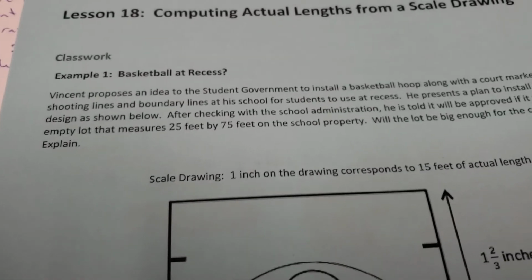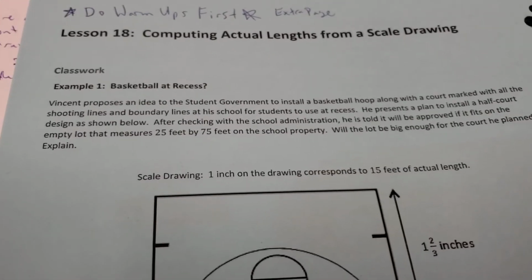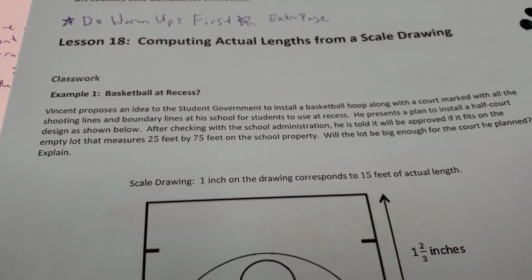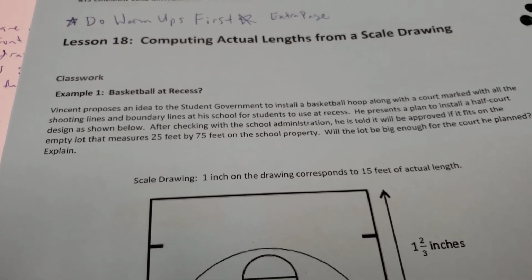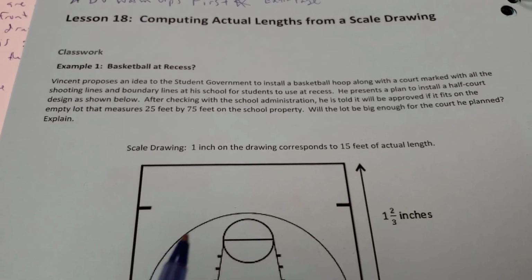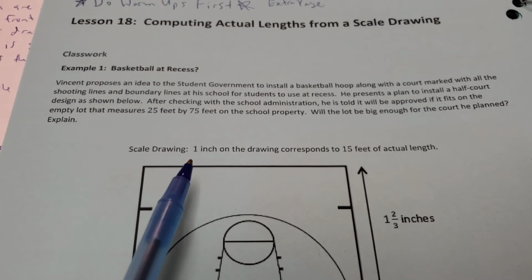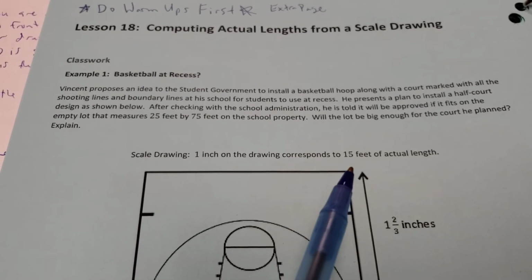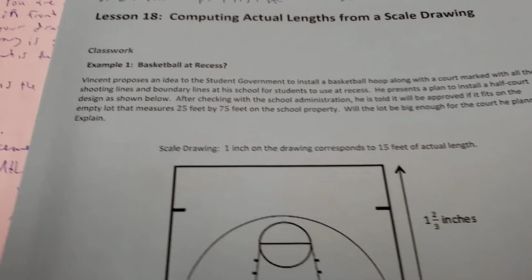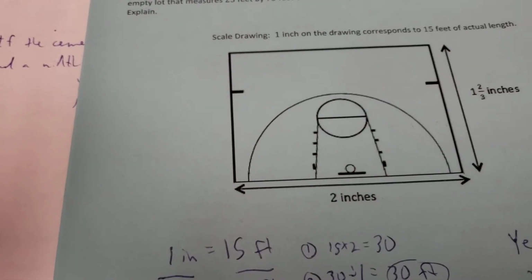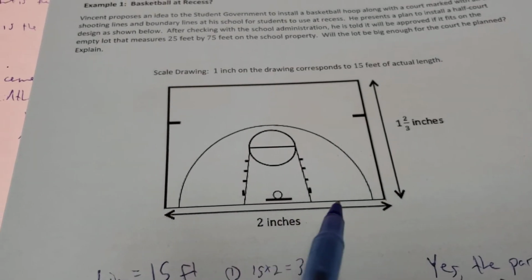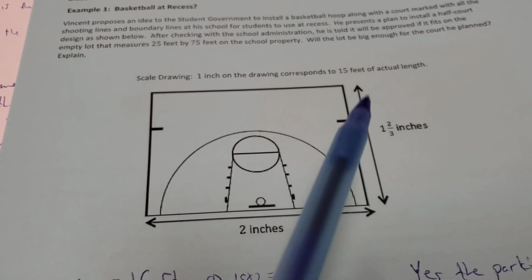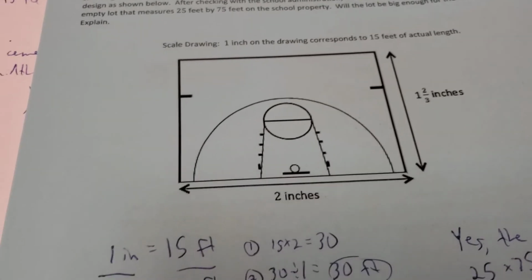Okay. Now, example 1, you can kind of read the problem here, but it boils down to this kid's trying to build a basketball court on an empty lot at the school that measures 25 feet by 75 feet. So on his drawing, on the plans he's coming up with, 1 inch on the drawing corresponds to 15 feet of actual length. So what we are going to do is look at our map and figure out what 2 inches actually represents. Let's find out what 1 2/3 inches actually represents.